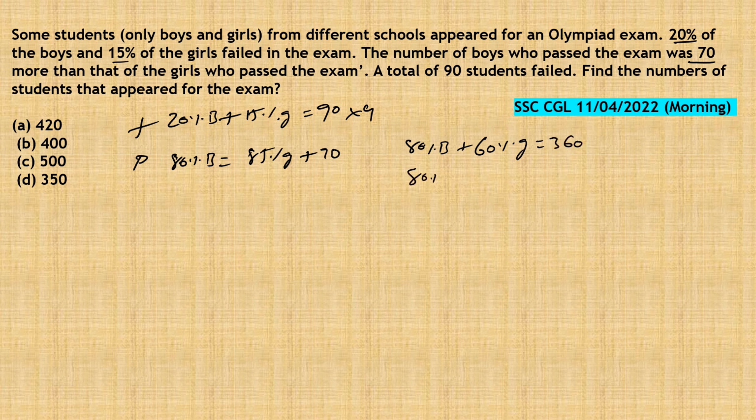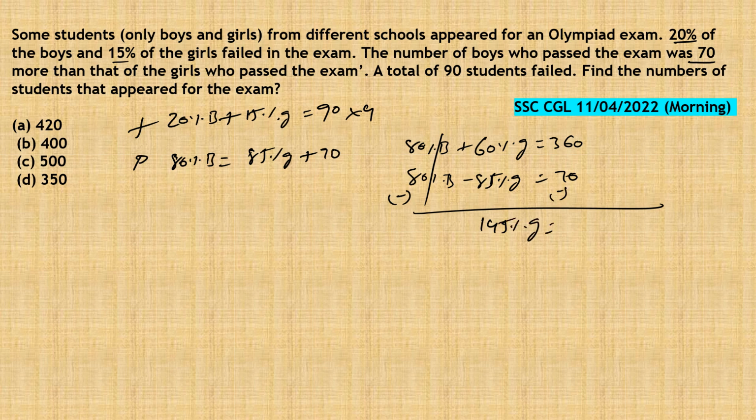80% of boys minus 85% of girls equals 70. Boys get cancelled. We are adding 85 plus 60, that is 145% of girls, equals 360 minus 70, that is 290.